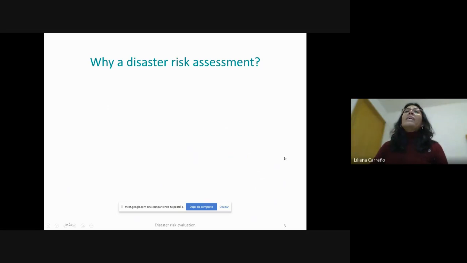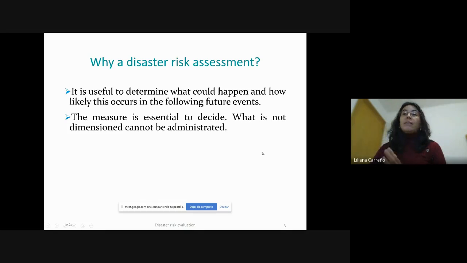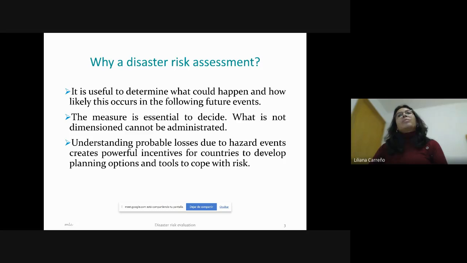So why a disaster risk assessment? Well, because it is useful to determine what could happen and how likely this occurs in future events. The measure is essential to decide because what is not dimensioned cannot be administered. Understanding probable losses due to hazard events creates powerful incentives for countries to develop planning options and tools to cope with risk.